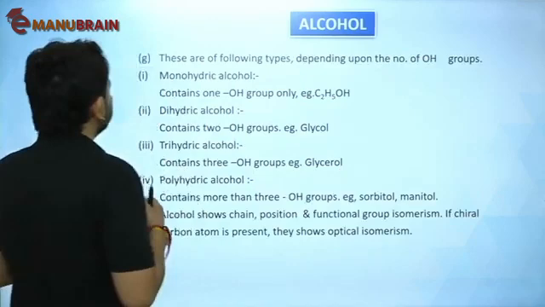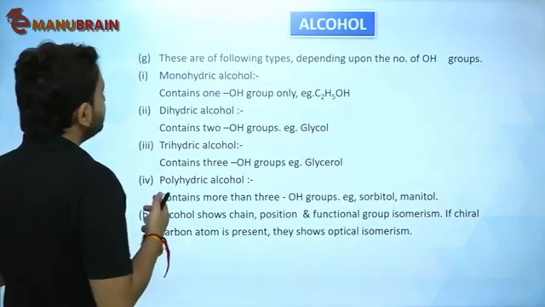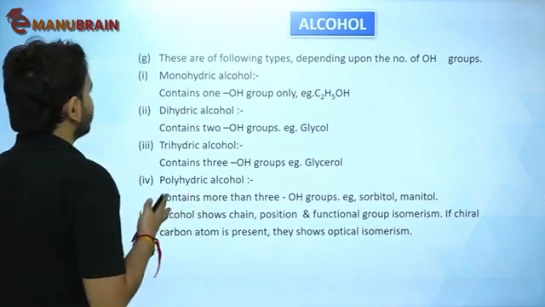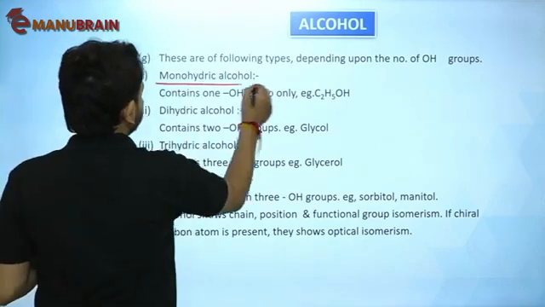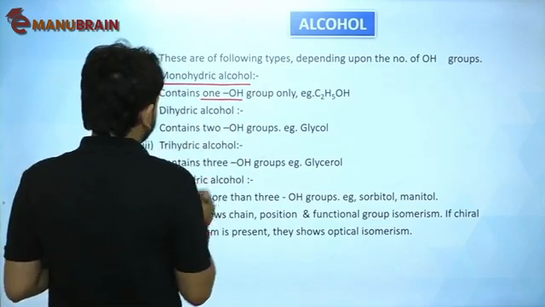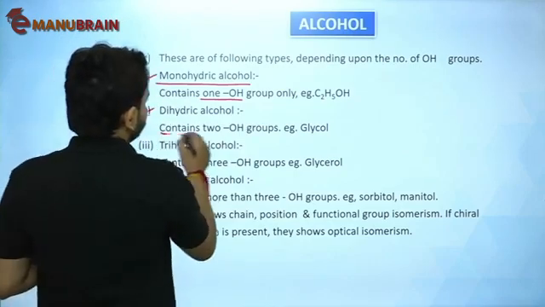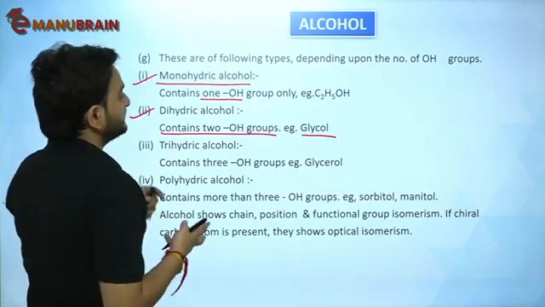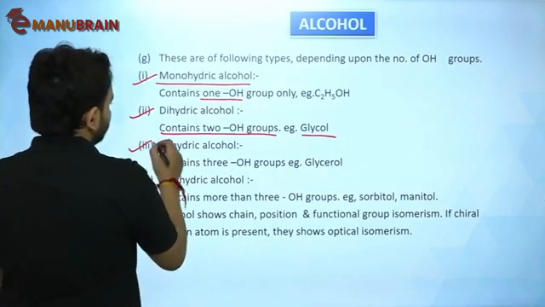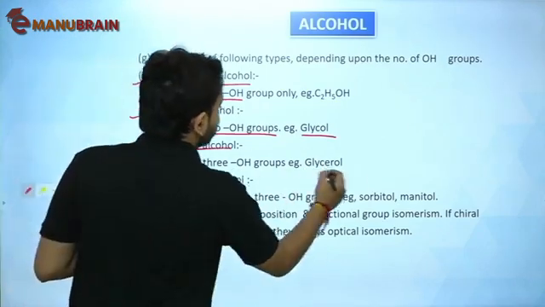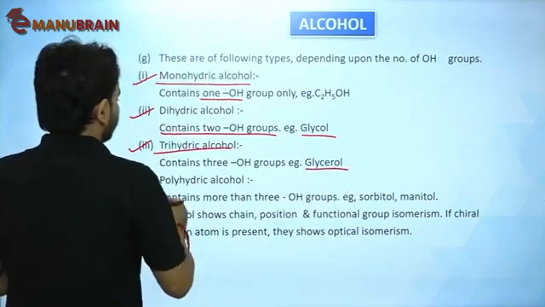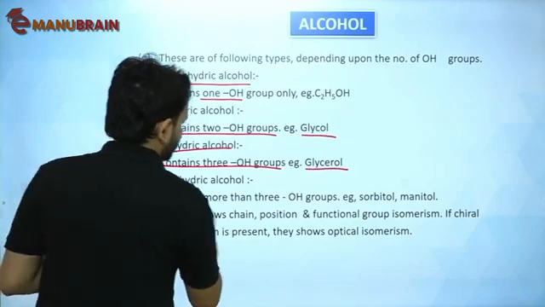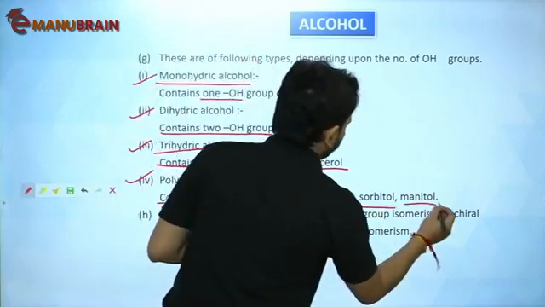Let's move on. Alcohols are classified depending on the number of OH groups present. They can be monohydric, containing only one OH group. They can be dihydric, containing two OH groups, for example glycol. Trihydric alcohols, for example glycerol, contain three OH groups. Polyhydric alcohols contain more than three OH groups, for example sorbitol, mannitol and so forth.